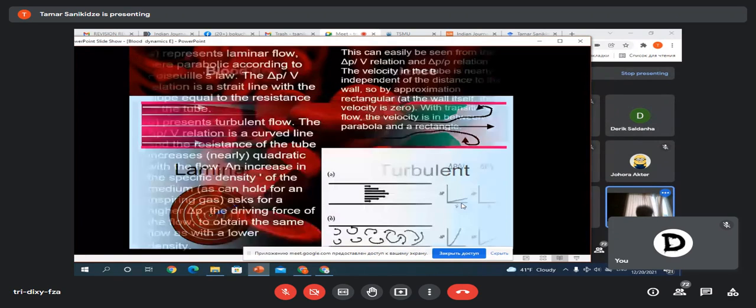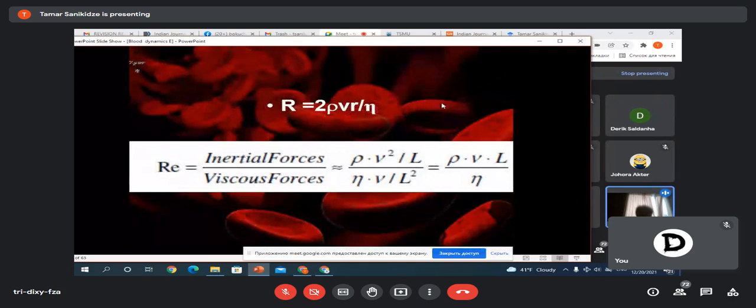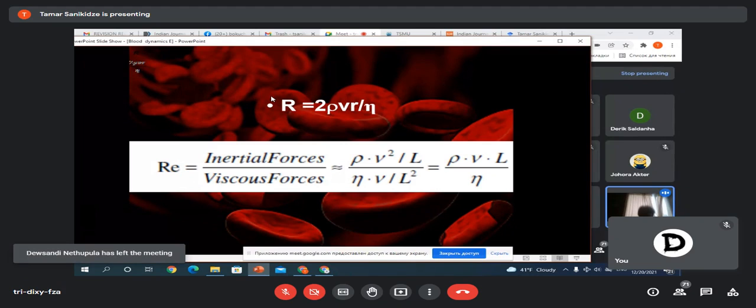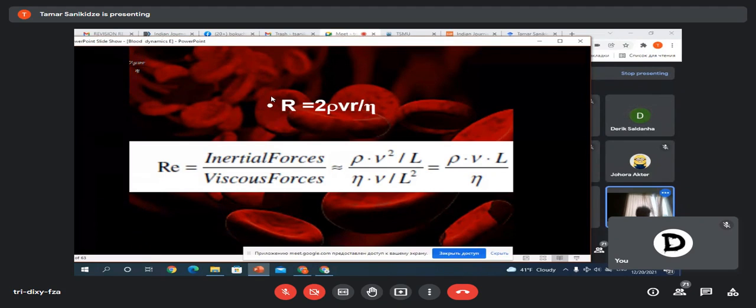Turbulent and laminar flow can be characterized by the Reynolds number. Re is equal to rho V R divided by eta, where rho is the density of the blood, V is the speed of motion of the blood, R is the radius of the vessel, and eta is the viscosity of the blood. You have to know this formula, and also take into account that when the Reynolds number is more than 2,000, the flow may be turbulent. When it is less than 2,000, it will be laminar.